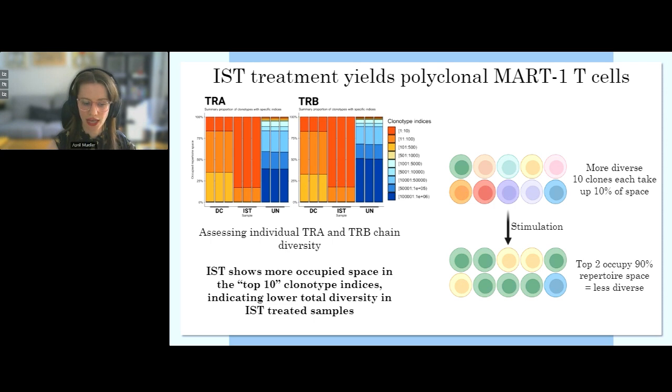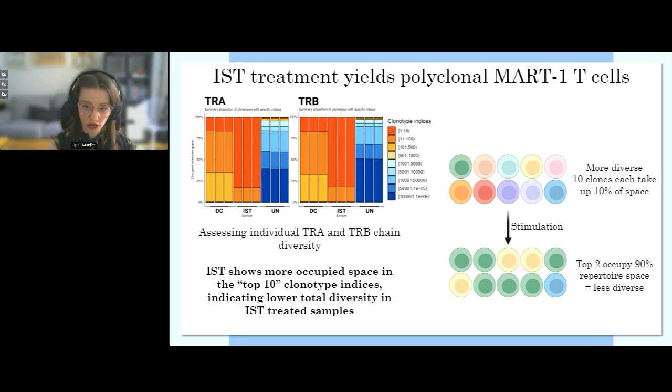So here's the first data that we have, which looks at millions of clones simultaneously. Dark red represents the top 10 most common clones. First, you can appreciate that in dark blue, in the unstimulated samples, so our baseline level of diversity before any stimulation, you have a high occupation of low copy number repertoire cells. So there's a lot of different diversity going on, a lot of different cells, each with a different TCR. Versus after activation, with dendritic cells or IST, you see there's an expansion in these higher clonotype indices.